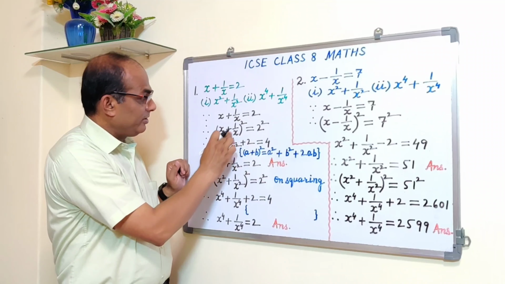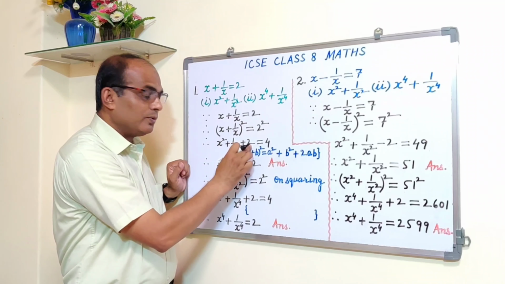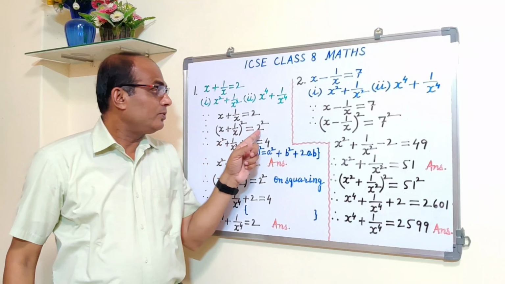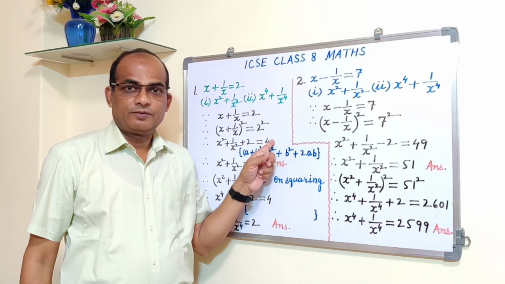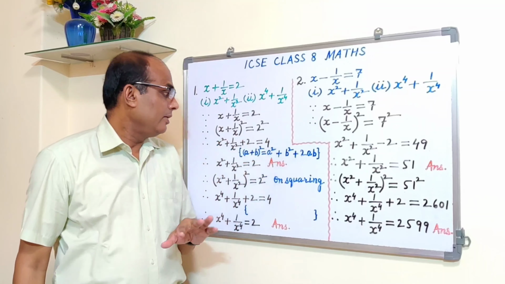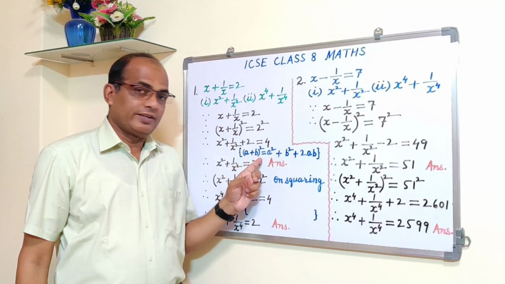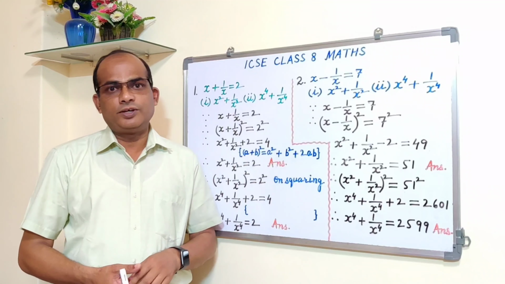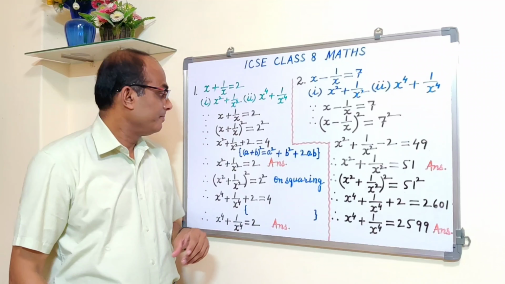So x square plus 1 upon x square plus 2. This is the left hand side. And the right hand side is 2 square, which is 4. Fine. The formula used is this, so please do mention the formula: a plus b whole square is equal to a square plus b square plus 2ab.